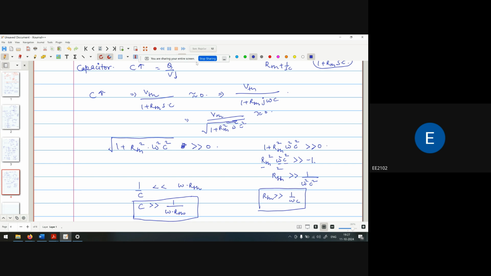Either I am taking the capacitor, or the resistor, or the frequency. So should I put it in the form of magnitude? So mode of RTH square, omega square, C square should be greater than 1. That's why I am neglecting this one.